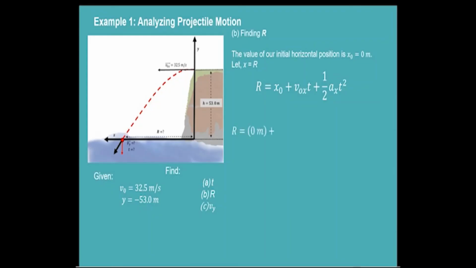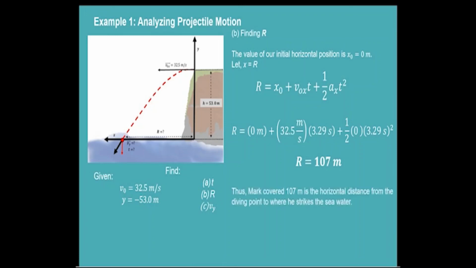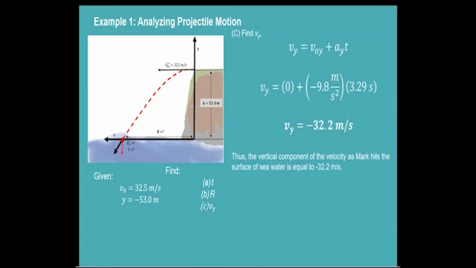Now, substituting the values, we have 0 as our initial position plus 32.5 meters per second times 3.29 seconds plus 1 half times 0 times 3.29 seconds raised to the power 2. Why is this 0? Always remember that the acceleration for the horizontal motion is always 0. So this can now be cancelled out and this can now be cancelled out. Therefore, R is equal to 107 meters. That is the product of 32.5 and 3.29 seconds. Thus, Mark covered 107 meters, the horizontal distance from the diving point to where he strikes the sea water.